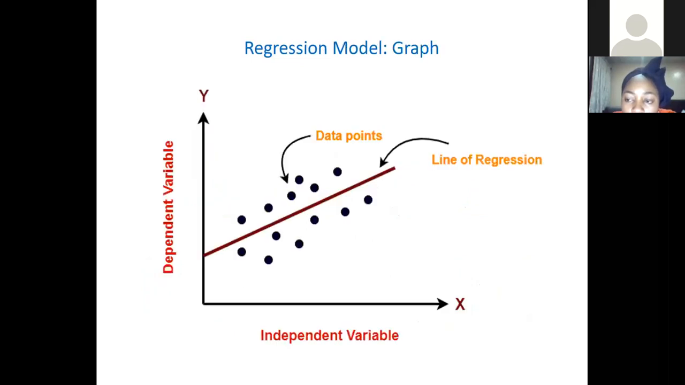Now, this regression model, look at the way it appears on the graph. It's the same graph we talked about, the graph that has slope and intercept. But the issue is that when you plot it, the fact that you have a line doesn't mean that all the points where the independent variable and the dependent variable meet fall on the line.